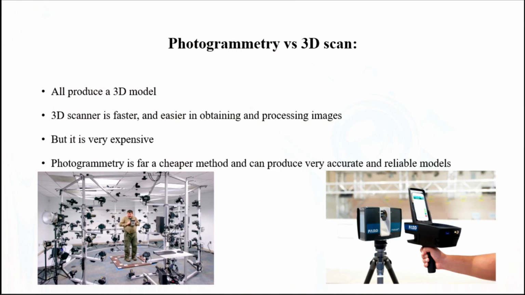Photogrammetry versus 3D scanner. Both the photogrammetry technique and the 3D scanning method produce 3D models. The 3D scanner is faster and easier in obtaining and processing images. But the challenge with 3D scanners is that they are very expensive. Not everyone can acquire or have access to 3D scanners as compared to photogrammetry. Photogrammetry is a far cheaper method and can also produce accurate and reliable models.